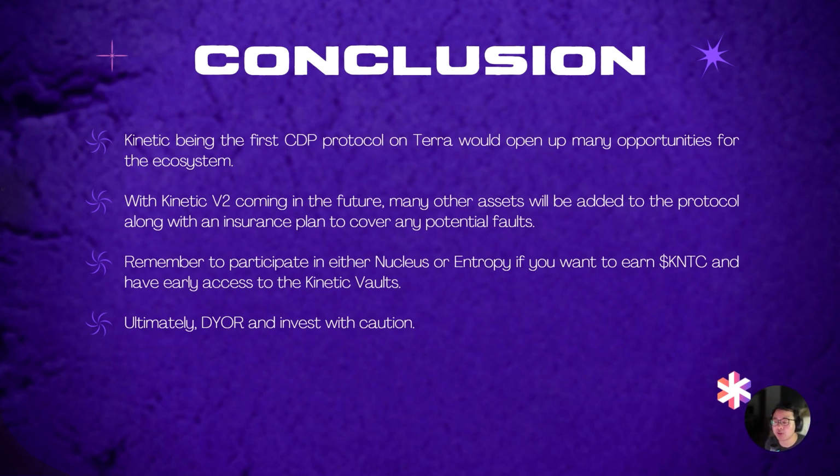And yeah, if you want to participate, you can either participate in Nucleus or Entropy to earn the KNTC free airdrop, and also get early access to the Kinetic vaults, which I think will be very high APR. So this is like better than Anchor because of the way they actually do your loans. You will put your UST in, and then after that you'll get KUST, which you can sell for UST to deposit back in. So it's kind of like Degen box in a way, and you get higher APY because of that. So ultimately, do your own research and invest with caution.